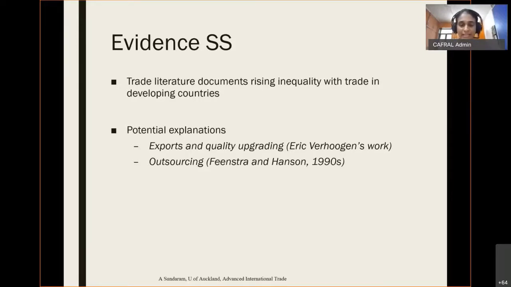Now, I don't have the time here to go into a lot of the explanations that people have come up with, but I'm going to give you the stories. Okay? So I can't go into the models, but I will tell you the stories for the different explanations. So one explanation has been Eric Verhoogen's work that focuses on exports and quality upgrading. A lot of this work is actually empirical. So those of you who are interested in taking the theory to do more empirical work, you would be interested in Eric Verhoogen's work.